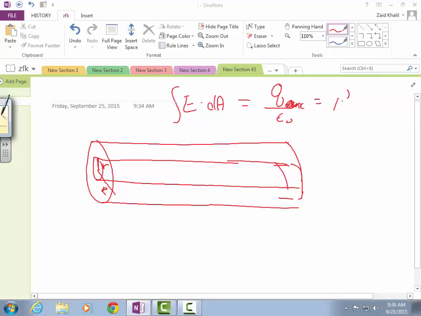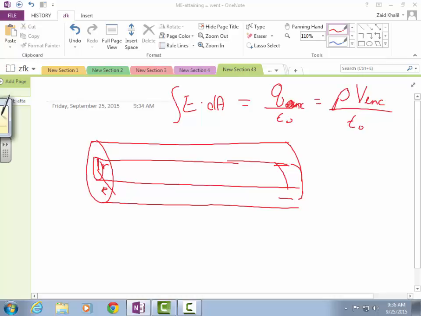Q enclosed is going to be rho times volume enclosed over epsilon naught. But remember, it's only that simple when rho is constant. If rho wasn't constant, what would you have to do? You would have to integrate rho over the volume, over dV. Yeah, because there's other problems where you do have to do that. Okay.